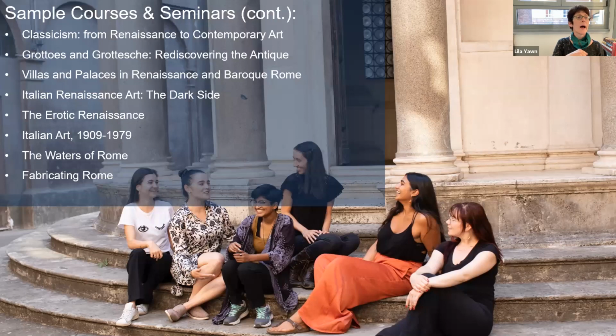Here's some others. Classicism from Renaissance to Contemporary Art. I think we may have 3 or 4 theses that people are working on right now that came out of that seminar. Grottos and Grottesche, Rediscovering the Antique. Villas and Palaces in Renaissance and Baroque Rome. The Italian Renaissance Art, The Dark Side. That's a very fun course with a very fun professor named Carolyn Smith.